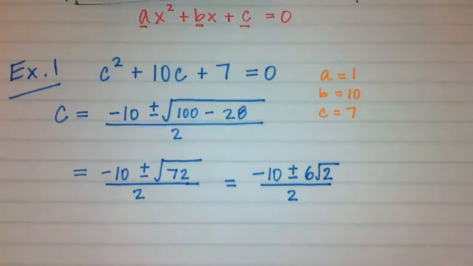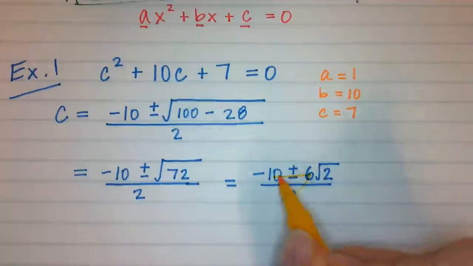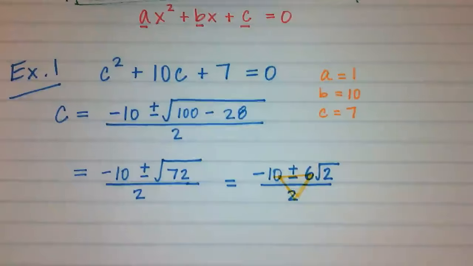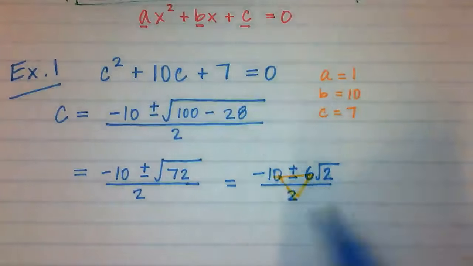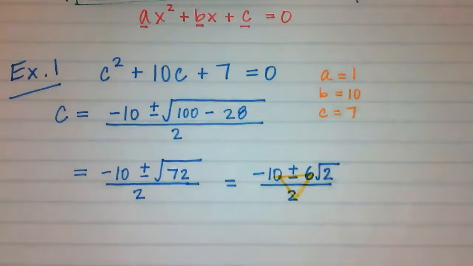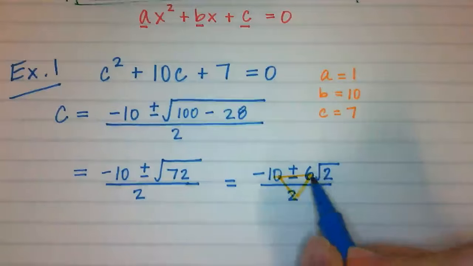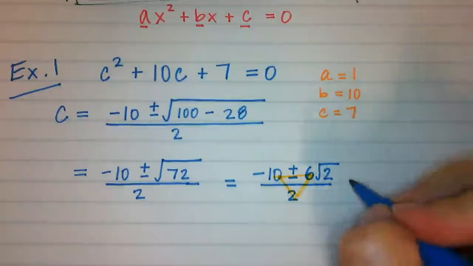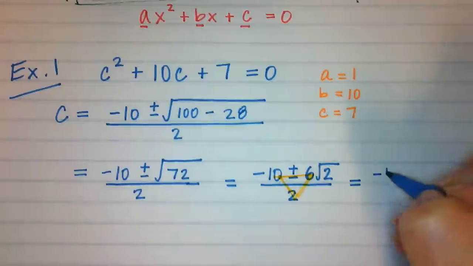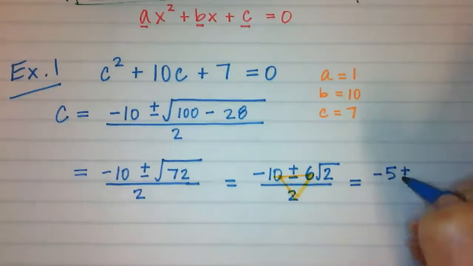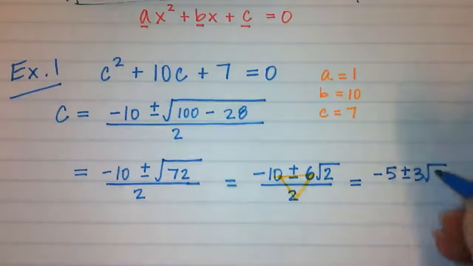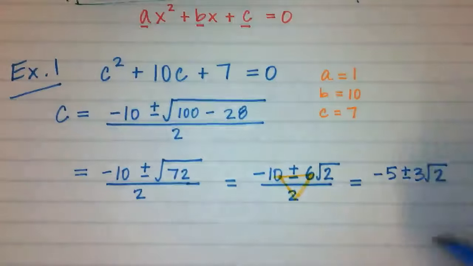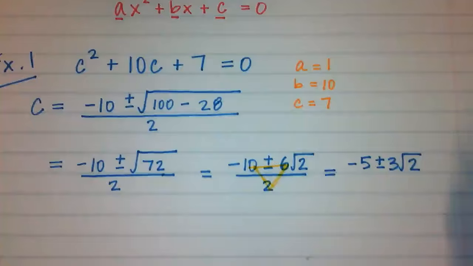And then the last thing that I need to do is to see if I can simplify or reduce. And the rule is very simple. If right here, if I can make a triangle right there and reduce those by the same amount, then it can be simplified. So negative 10, 6, and 2 can all be reduced by 2. So my answer is going to be negative 5 plus or minus 3 square root of 2. And you could say over 1, but we don't need to.